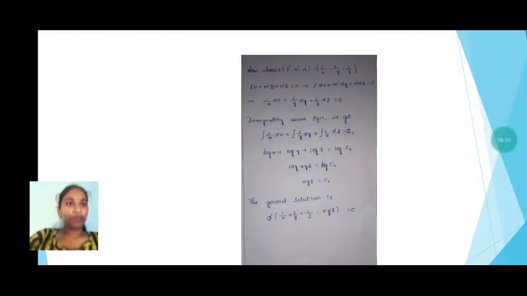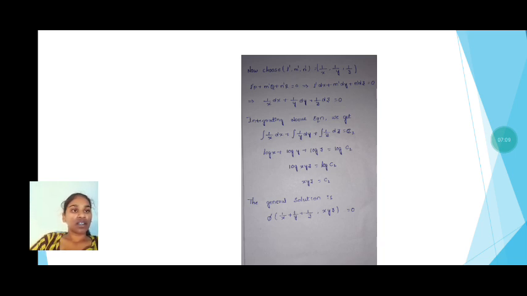This is the continuation of the previous slide. Now choose l', m', n' equal to 1/x, 1/y, 1/z. l'P + m'Q + n'R = 0. It is of the form l' dx + m' dy + n' dz = 0, that is, (1/x)dx + (1/y)dy + (1/z)dz = 0. Integrating the above equation, we get ∫(1/x)dx + ∫(1/y)dy + ∫(1/z)dz = C2.